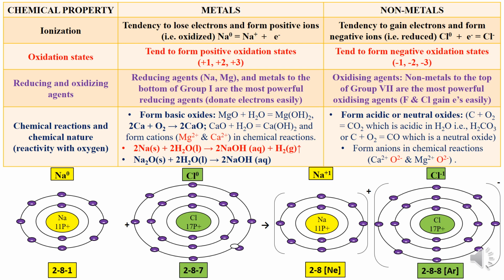So group 7 elements gain an electron to complete the octet, and therefore they act as strong oxidizing agents. Now, the non-metals at the top of group 7 are fluorine and chlorine. Fluorine is at the top of the group, and chlorine is right below the fluorine atom. Therefore, fluorine and chlorine are the most powerful oxidizing agents.